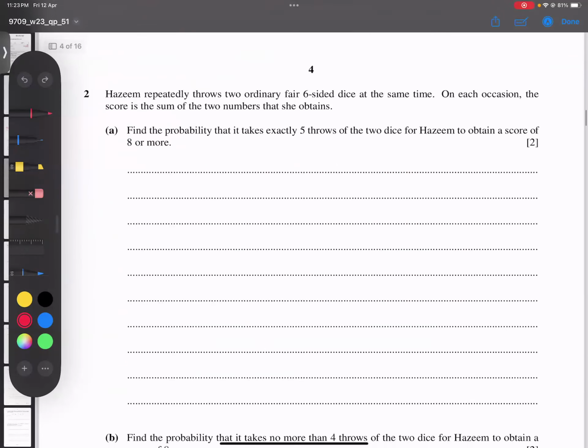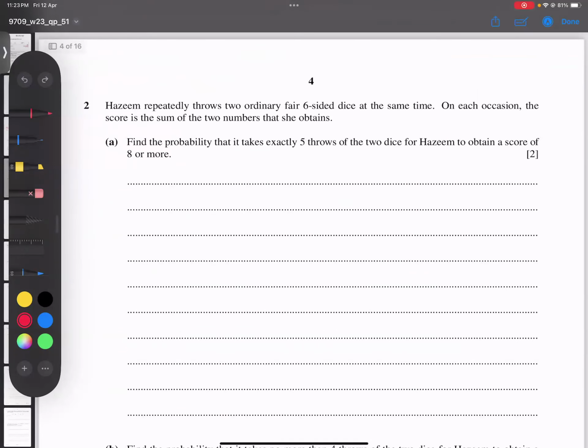Okay, students, let's go to the next question. The next question is: Hazim repeatedly throws. The word repeatedly is very important, as it represents the GP. How do we know it is a GP? Let's continue. He throws two ordinary fair six-sided dice at the same time.